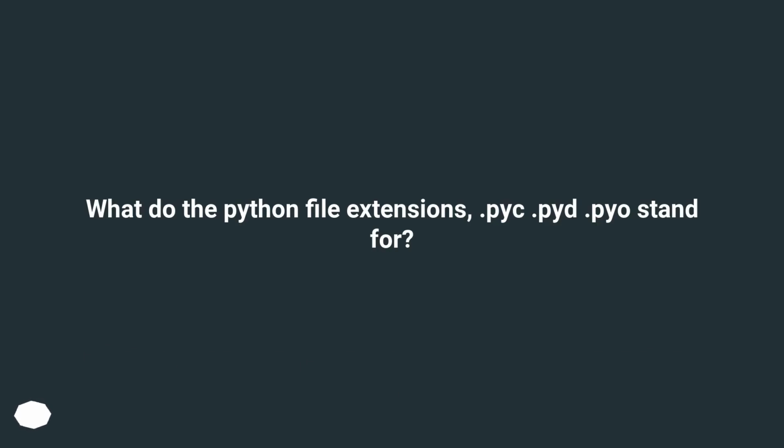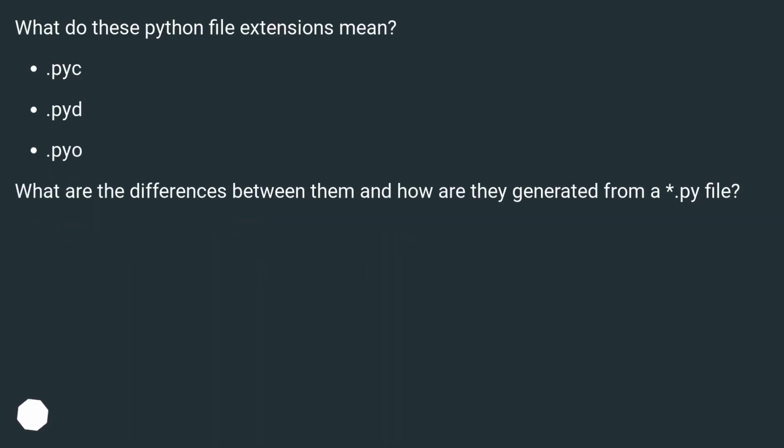What do the Python file extensions .pyc, .pyd, .pyo stand for? What do these Python file extensions mean? What are the differences between them, and how are they generated from a .py file?